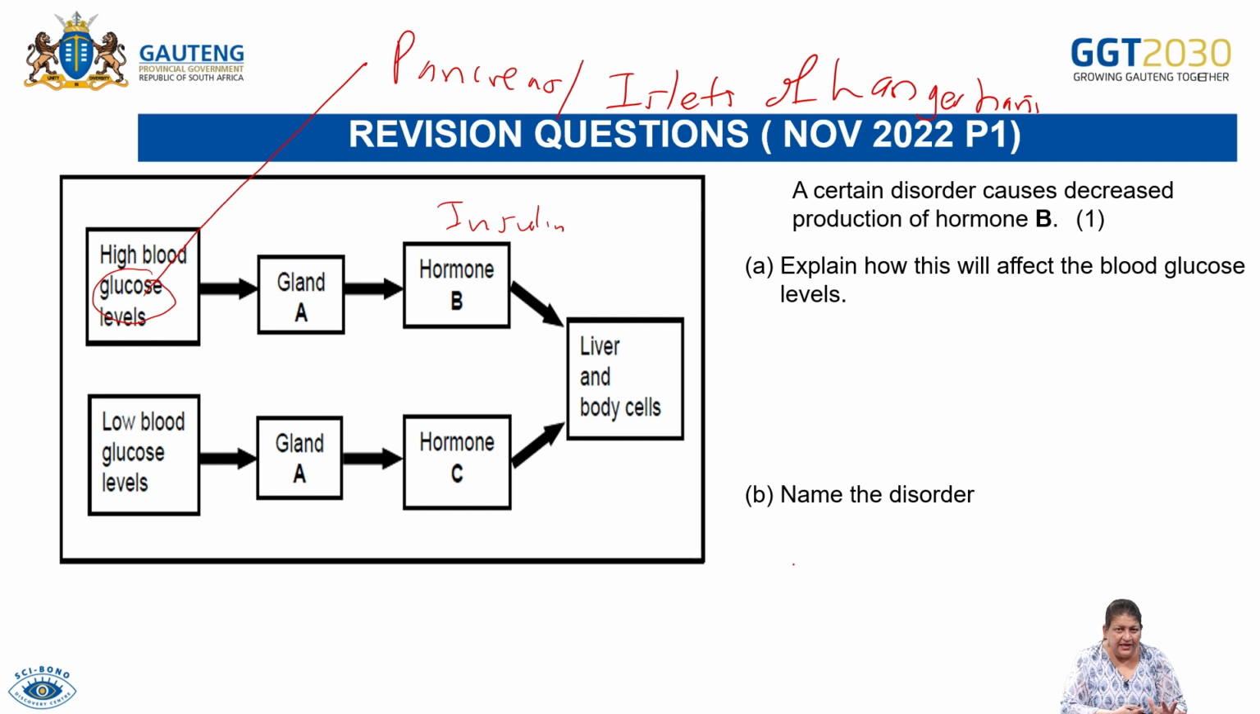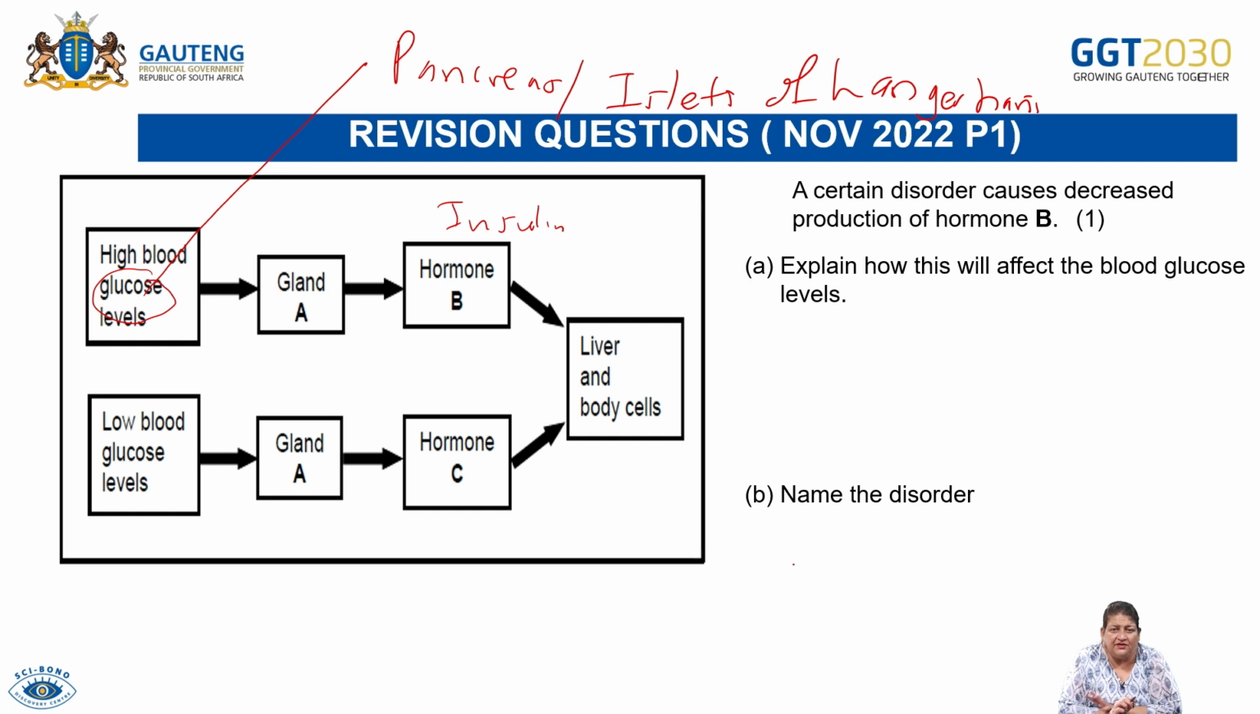Remember, gland A is a pancreas. It's an endocrine gland. Why endocrine? It releases hormones. And what else? Hormones go directly into the blood and not through a duct. So this pancreas secretes insulin directly into the blood because insulin is a hormone. That hormone is going to go into the blood and it's going to go to the liver.